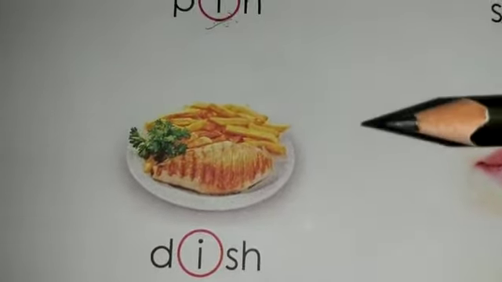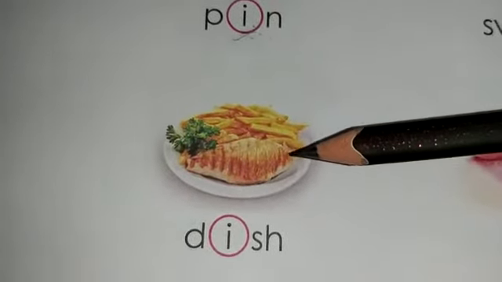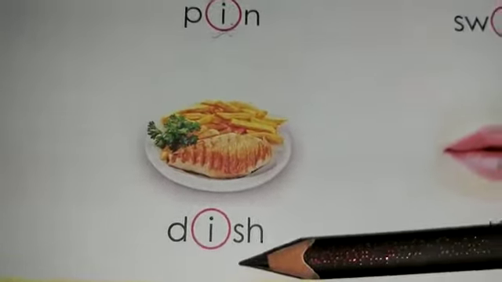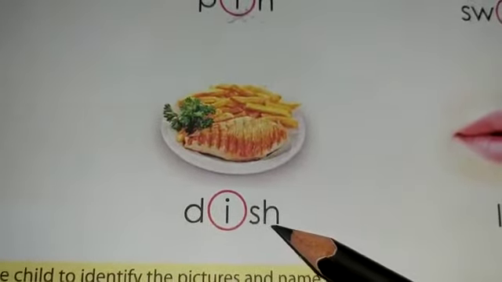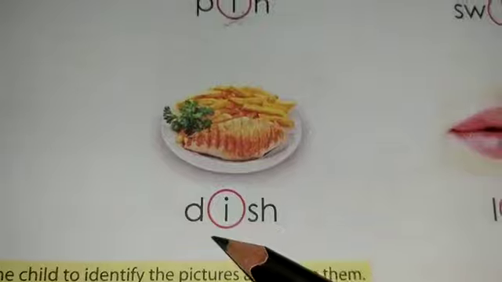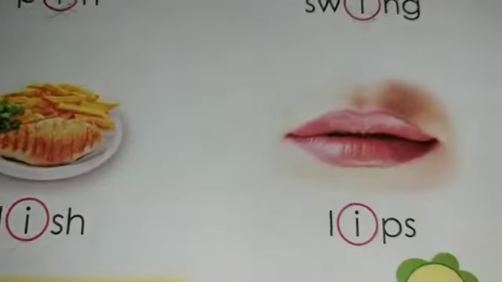What is this? Yes, there is a dish served in the plate. Yes, so the word is dish. D-I-S-H, dish. And where is the vowel I? Here in the middle of the word. Now come up to the next one.